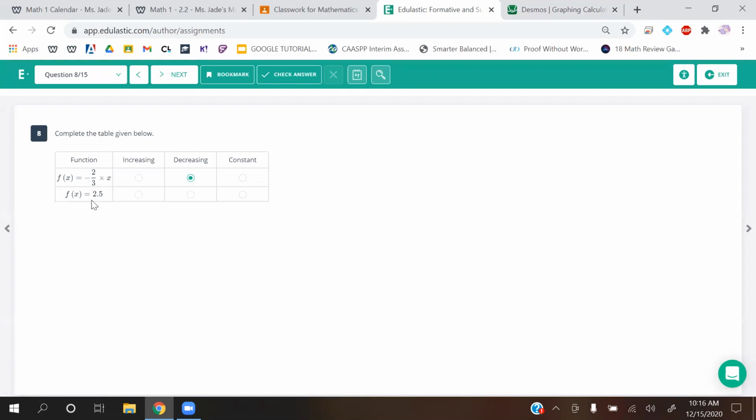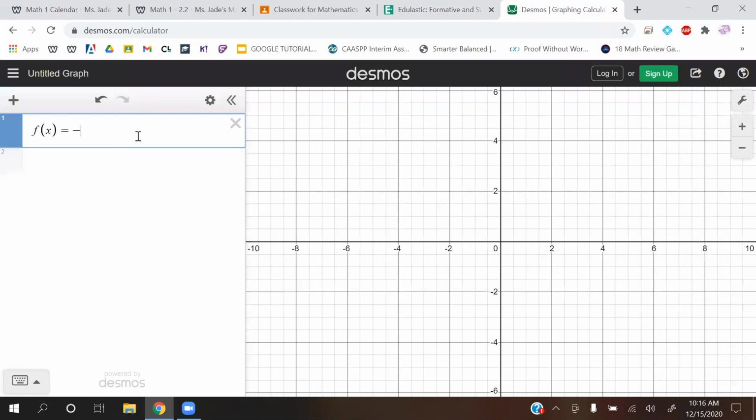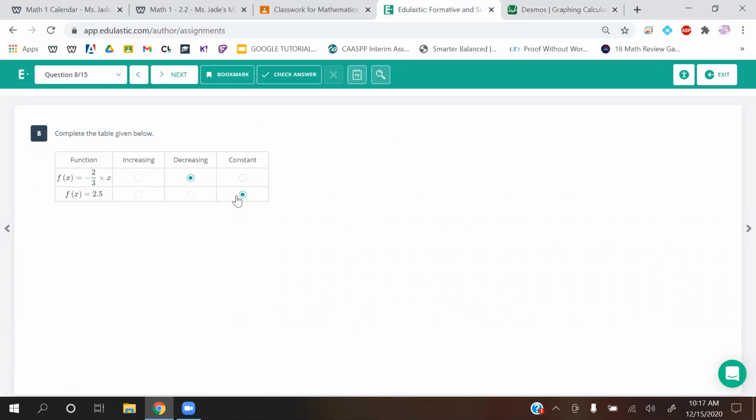Let's take a look at the next one. F of x is equal to 2.5. So I do type the f of x. When you have just a number, you want to type it as f of x is equal to 2.5. Look what happens when I just type 2.5, nothing. So make sure if you're just given a number as your equation, you type f of x is equal to 2.5. Now you can see it's a flat line, which is constant, as you guys have already stated. Good job. Constant because it's flat. So decreasing and constant, okay?